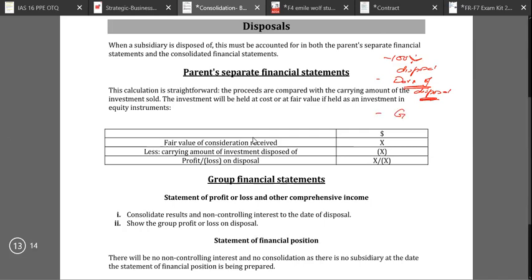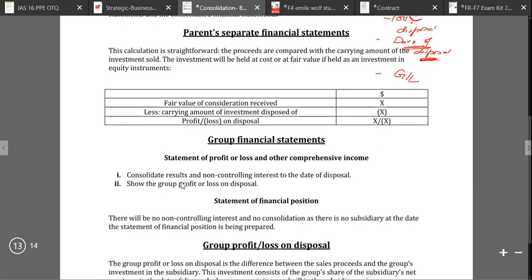Then there is the third thing, which is the gain or loss. This gain or loss will be recorded in the individual financial statements of the parent and the consolidated financial statements. In the individual financial statements, remember that the parent has disposed its subsidiary. This subsidiary was presented as an investment in the parent's individual books, and there was a carrying amount, obviously. When you compare the amount received from selling the subsidiary with the carrying value of the investment, it gives you the gain or loss, which should be recorded in the parent's individual financial statements.